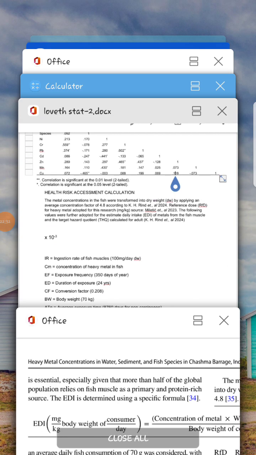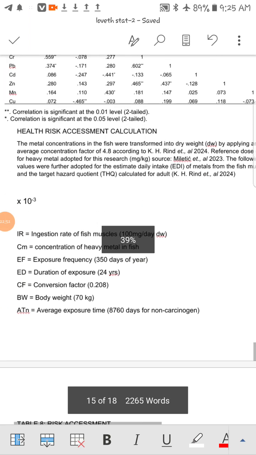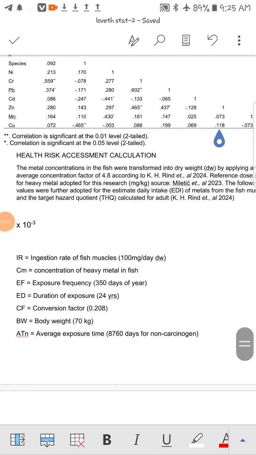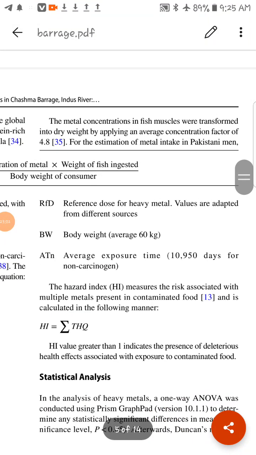So now if you come to the table here, you just see the values that I also updated for this work. The ingestion rate, I used 100 milligram per day. Dry weight, the W there means dry weight calculations. And another thing you should note, in case you are asked, this risk assessment was calculated for adults. If you look, it says calculated for adults, and even the one you shared was calculated for Pakistani men, which is also for adults.